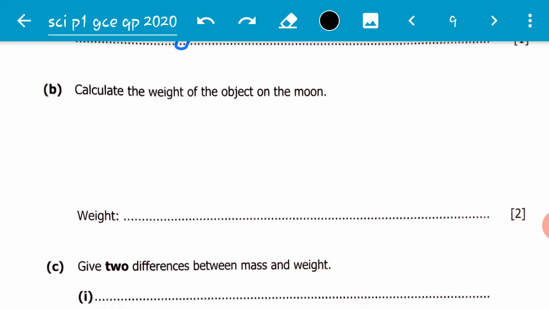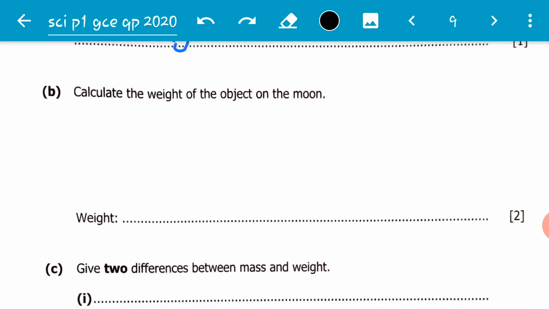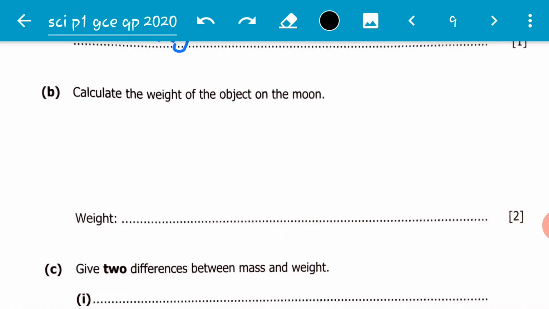B, calculate the weight of the object on the moon. So here we have to calculate the weight of the object. Now remember, the weight of an object depends on two things. One, it depends on the mass of the object. Secondly, it depends on the gravitational field strength of the heavenly body. In this case, we are talking about the acceleration due to gravity on the moon.